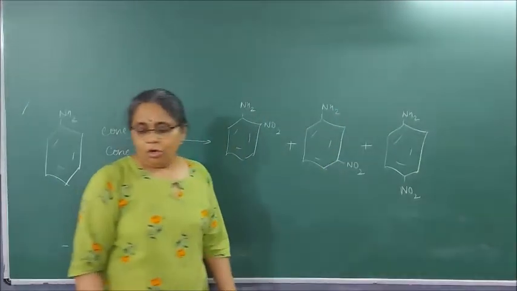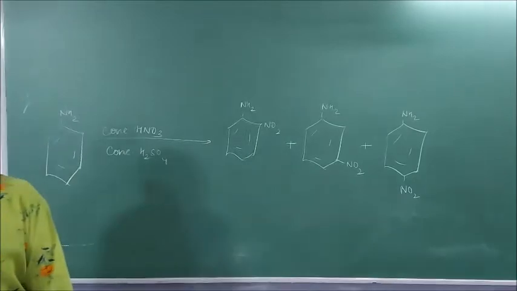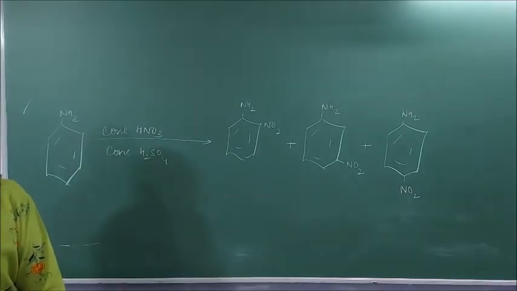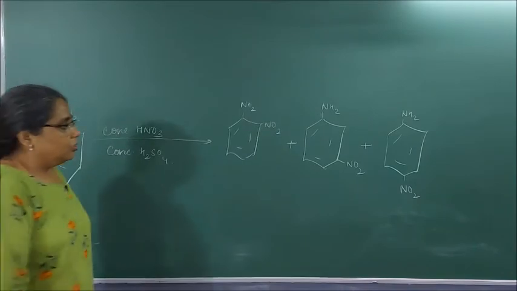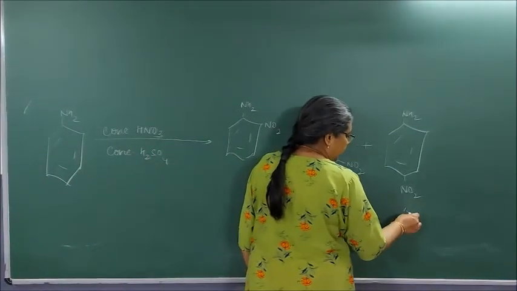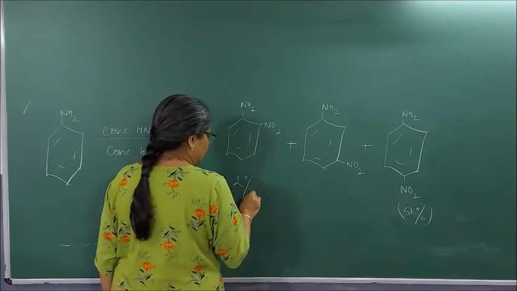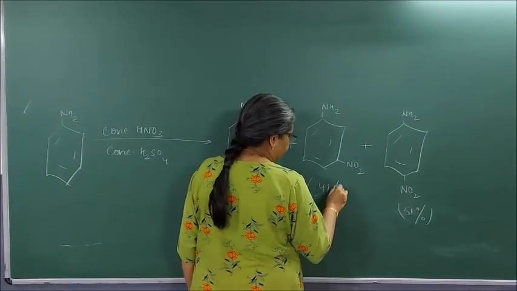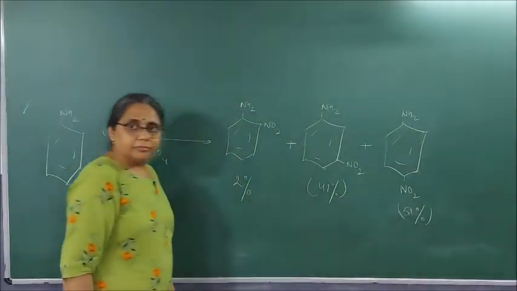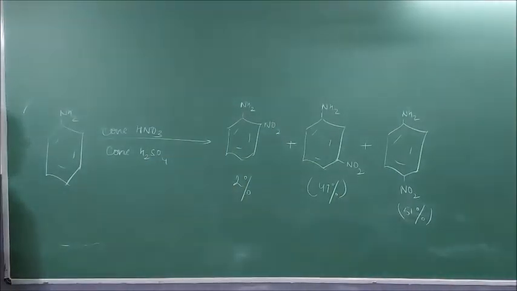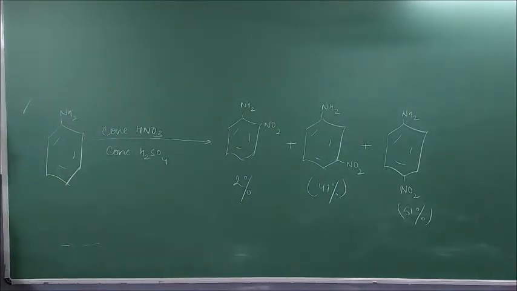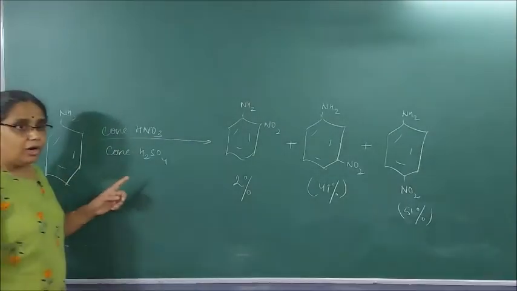It forms orthonitroaniline, paranitroaniline and metanitroaniline. So let us write percentages. This is 51%, this is 2% and this is 47%. Okay? What is so abnormal about this reaction? We have always studied that all or most of the groups are ortho and para-directing groups. We never get meta-directing.